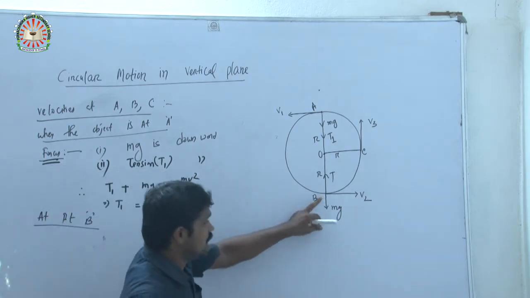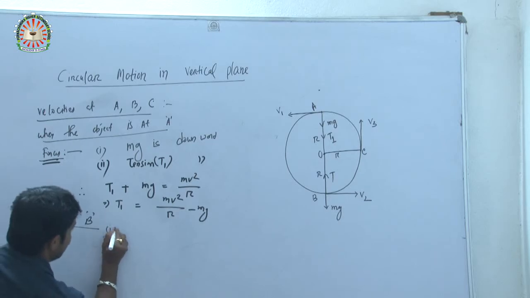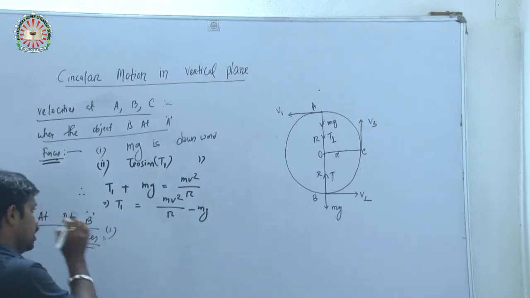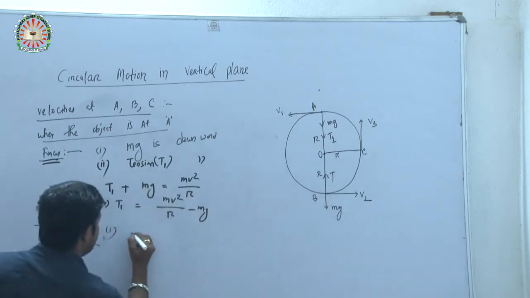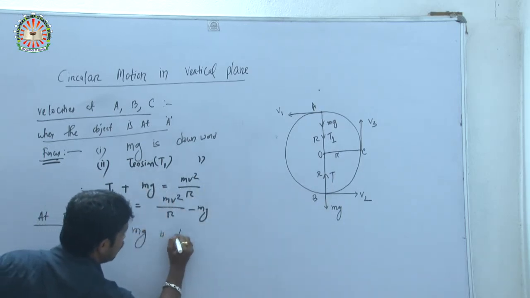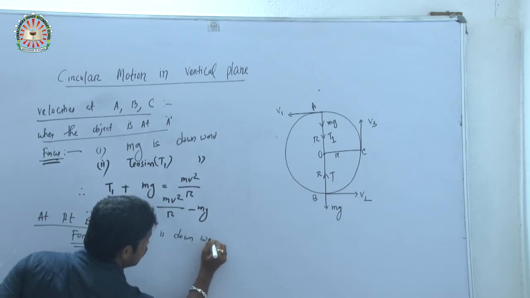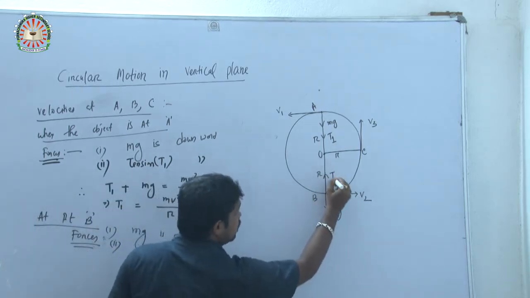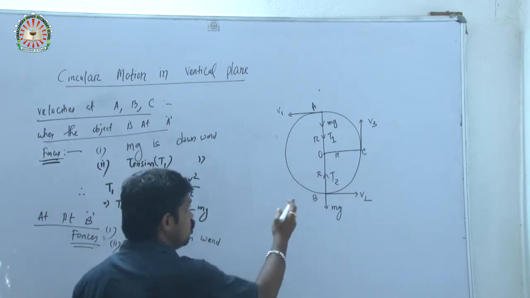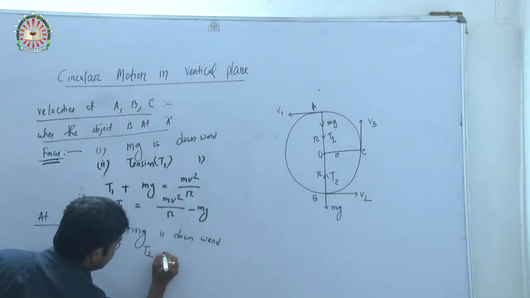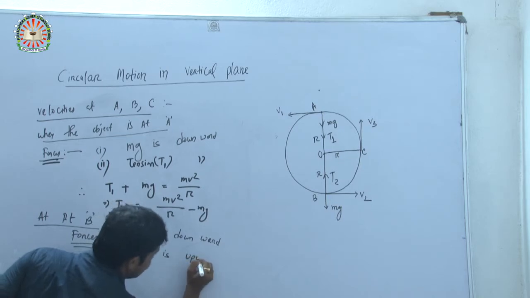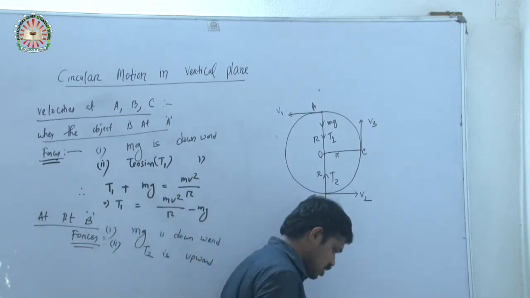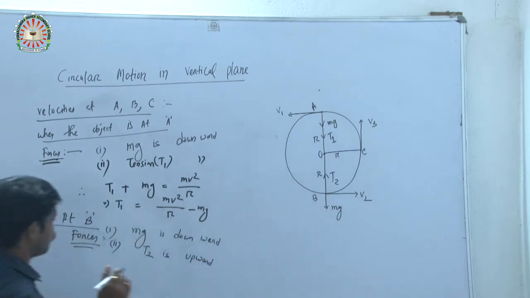So at point B, let us find out what the forces are. Clear? Okay. So what are the forces? Look at here. Number one, weight mg is downward, and number two, look at here, the tension T2 becomes upward. So the tension T2 is in the upward direction, clear?